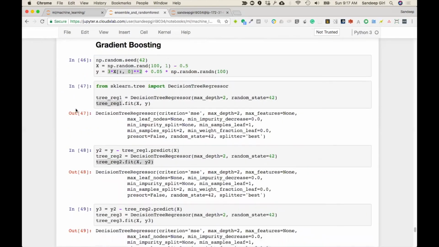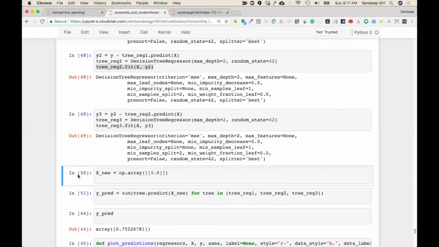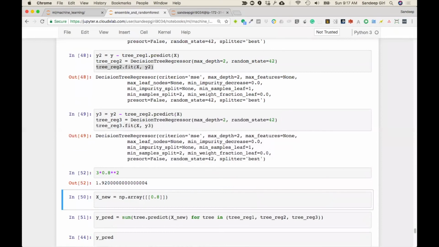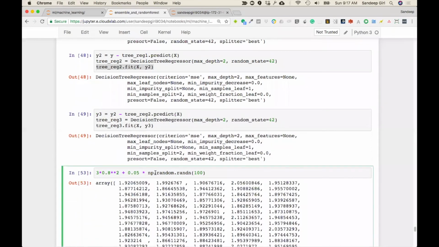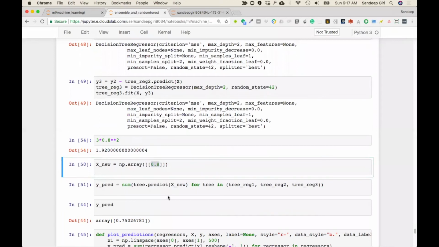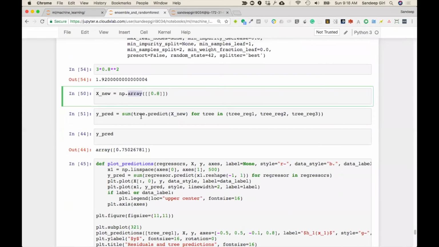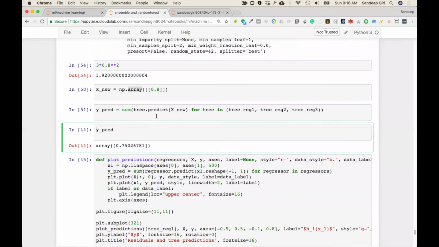So we are saying 3 into 0.8 square. Okay, 1.92. Okay, so we have x new containing 0.8, and we are predicting the value here. X new is some new number that we are going to use for prediction. Okay, I'm just wondering why the accuracy is so low. Never mind, let's just move on.